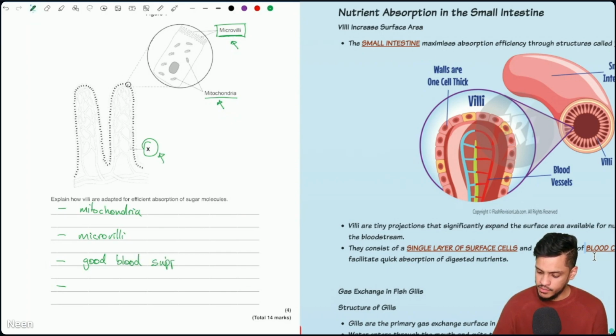What do you guys think the microvilli do? Why is that good? The microvilli. Larger surface area. Well done, Harry. So it gives it a larger surface area.